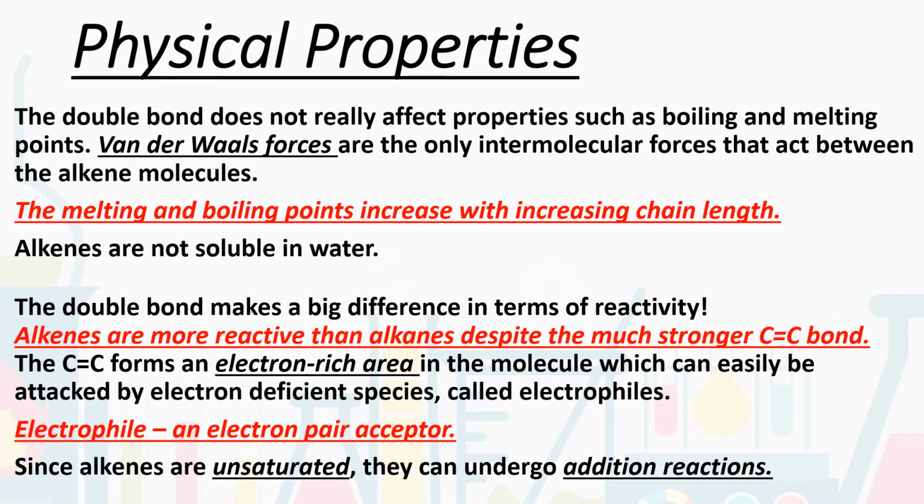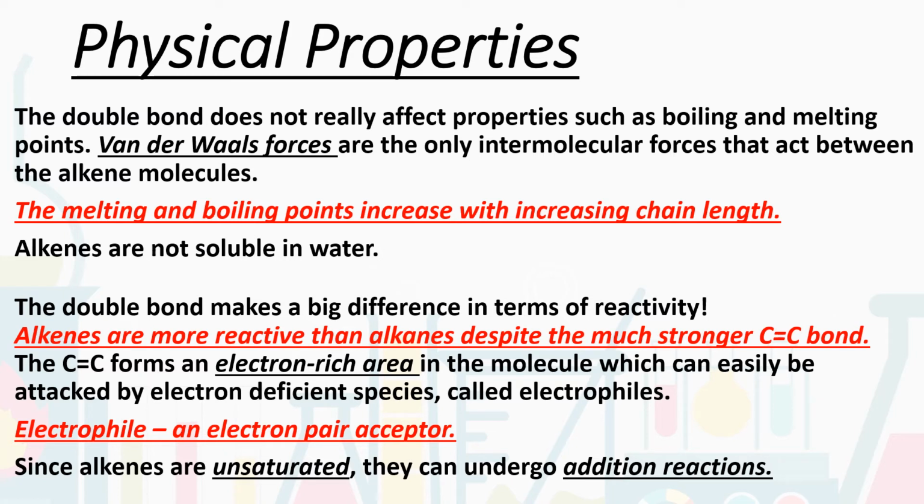So in terms of physical properties, the double bond doesn't really affect physical properties such as boiling points and melting points. Like alkanes, the van der Waals forces are the only intermolecular force that acts between the alkene molecules. And so like alkanes, they have pretty low melting and boiling points, and those melting and boiling points increase with increasing chain length, because increasing chain length means more electrons and therefore stronger van der Waals forces. And alkenes generally are not soluble in water because they're based on non-polar carbon and hydrogen bonds.